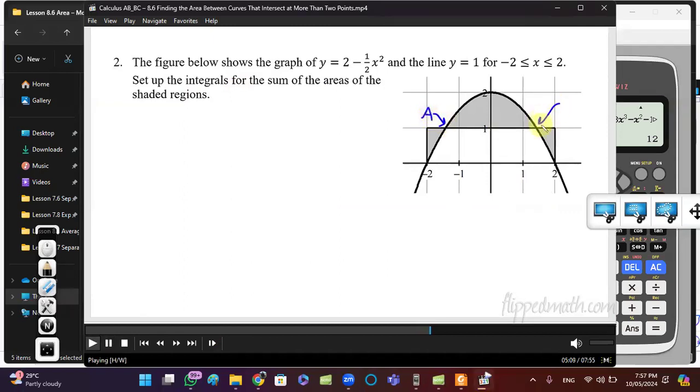This one as our B. Now notice that it doesn't cross a nice simple grid, and so you might have to use a calculator to find the points of intersection. You know how you can store a point of intersection, we practiced that in our last lessons, and then you can set up your integrals with an A and a B.